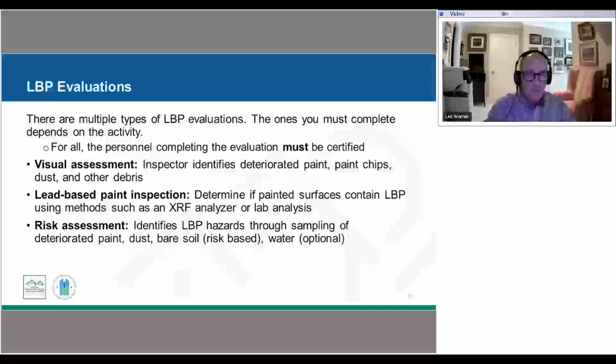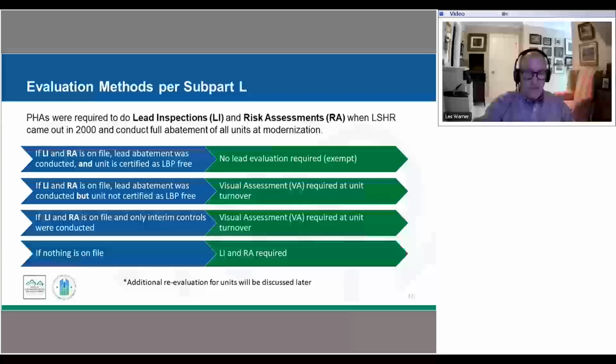So let's talk more specifically about what your requirements are going to be under Subpart L. PHAs are required to do a lead inspection and a risk assessment, and this went into place in 2000. There was then a requirement that full abatement be completed as part of modernization. So depending on your units, if you've already gone through modernization and done full abatement, you may have lead-free units, you may have lead-safe units. Depending on that scenario is going to depend on what's required.